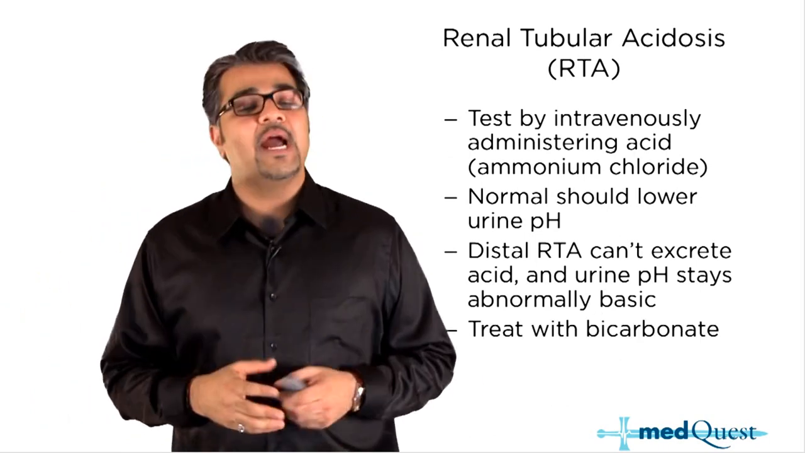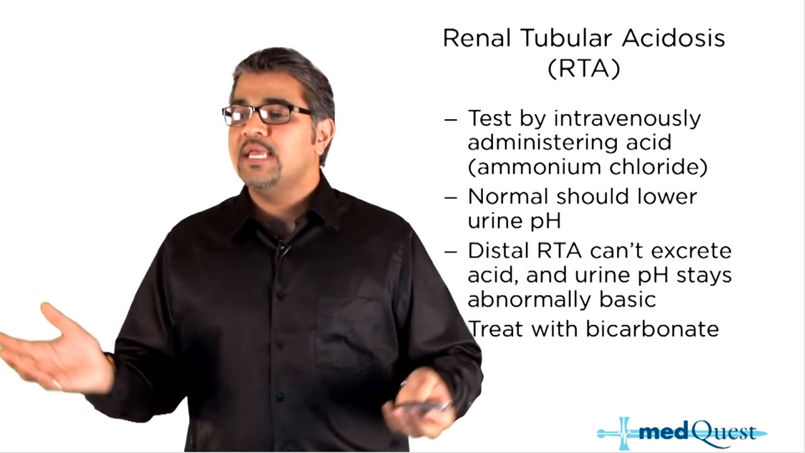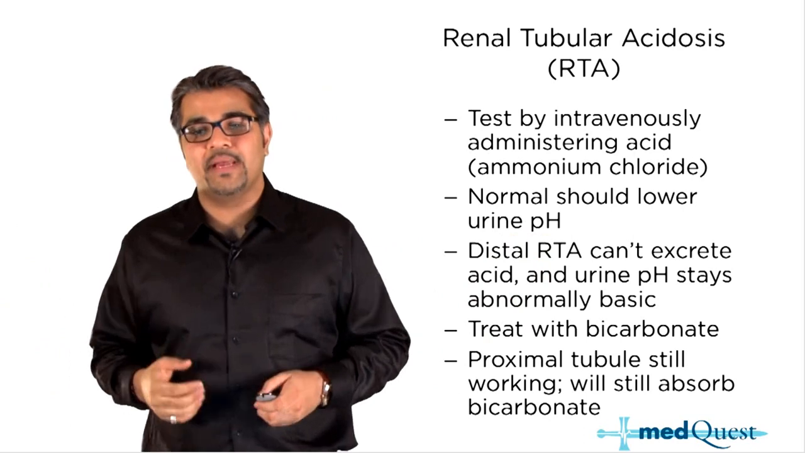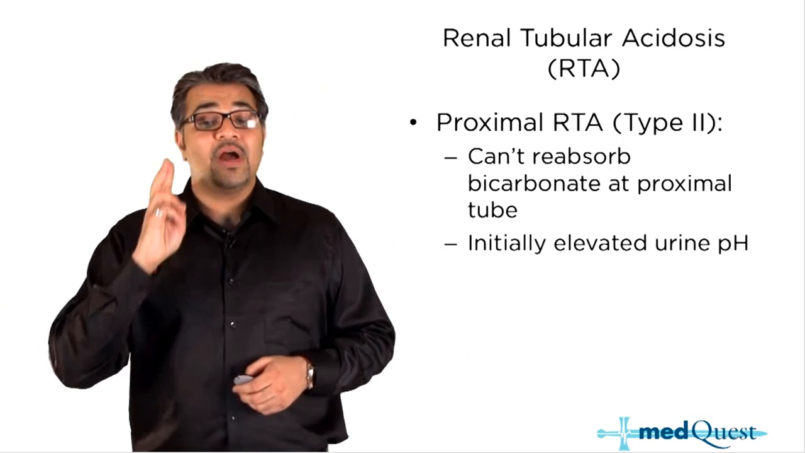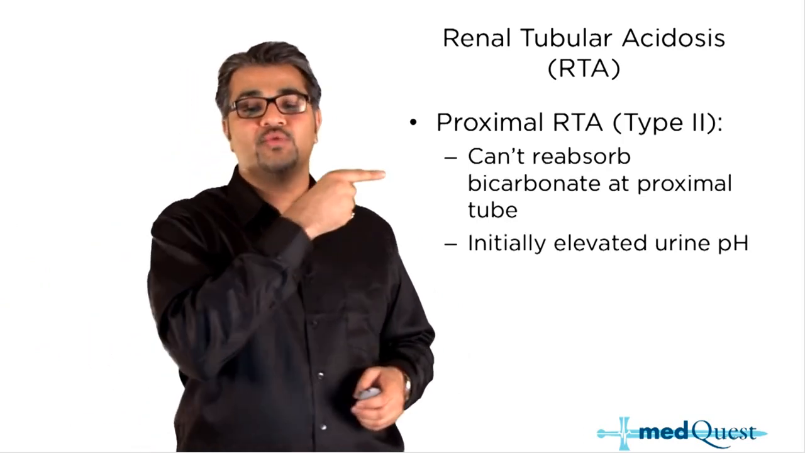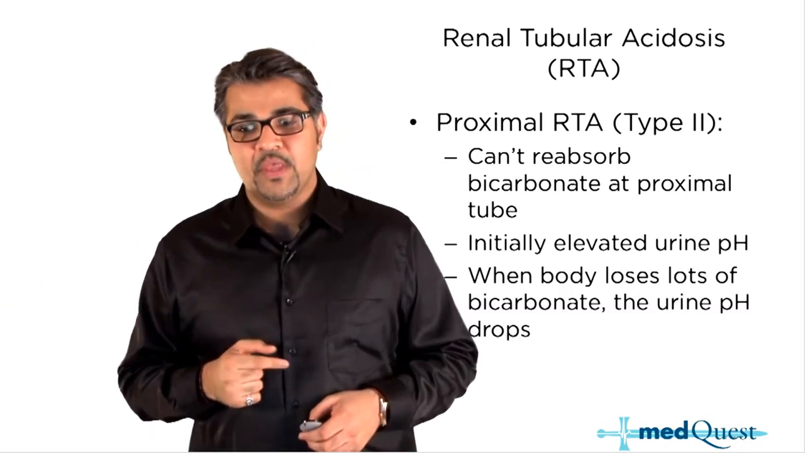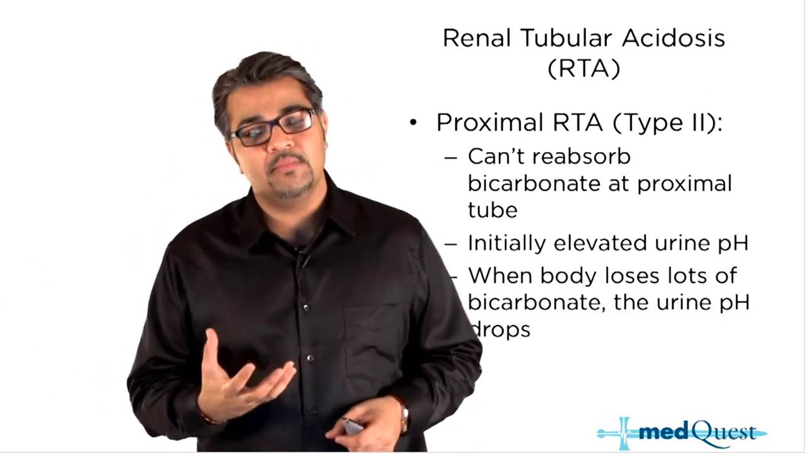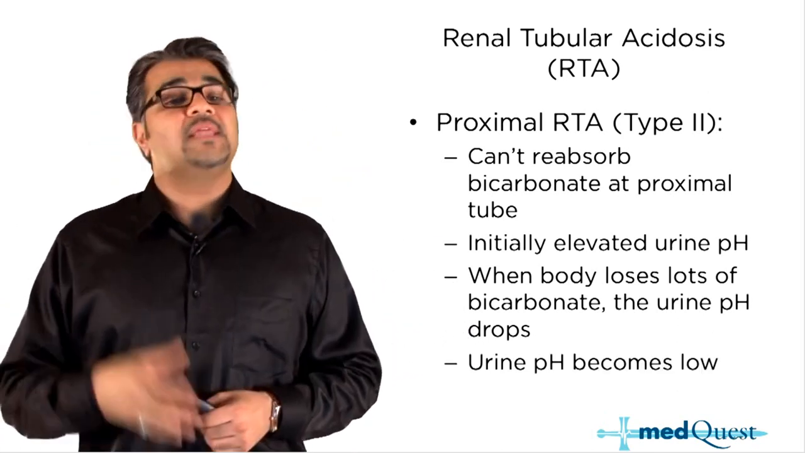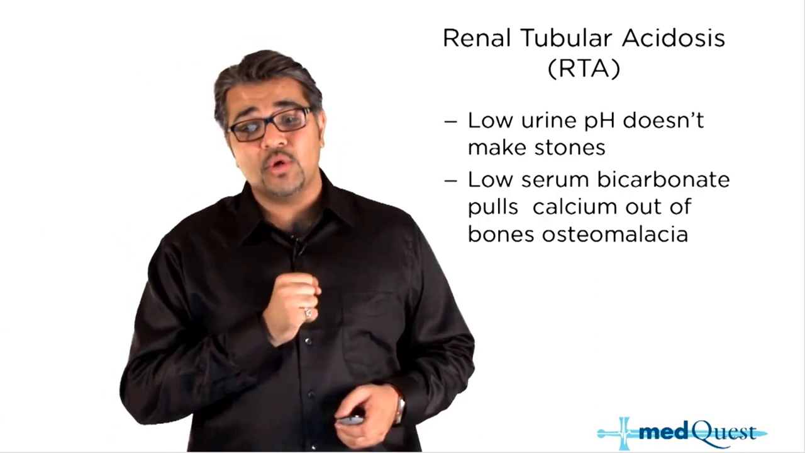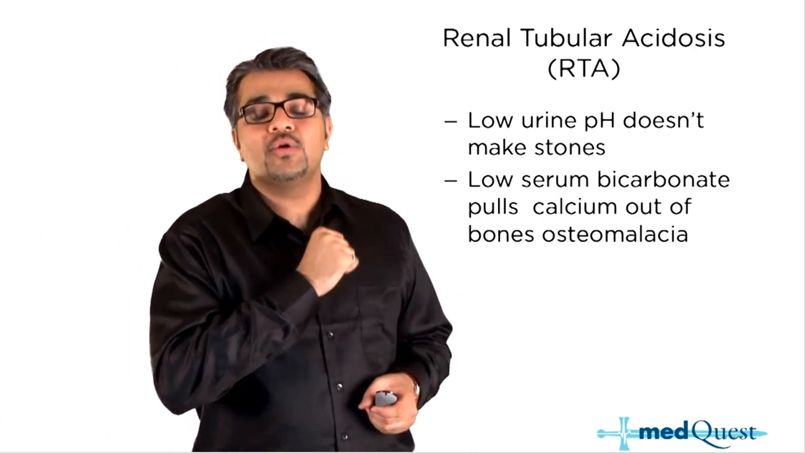That's RTA. How do you treat them? Give them bicarb. That's right, give them bicarb. What happens is the proximal tubule is still working, so they'll absorb the bicarbonate. Now, in proximal type 2, you can't reabsorb bicarb at the proximal tubule. Initially, you have an elevated urine pH. When the body loses lots of bicarb, the urine pH starts to drop, and the urine pH becomes low. Then, the low urine pH doesn't make stones, but the low serum bicarbonate also causes a problem.